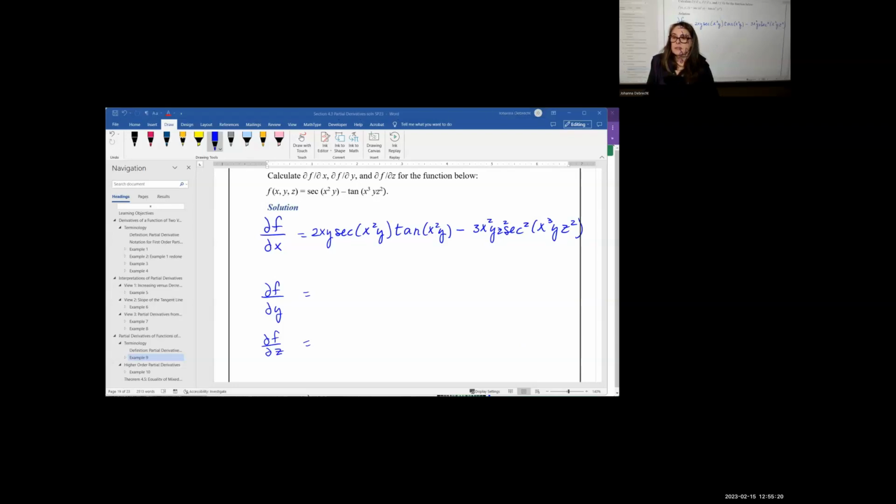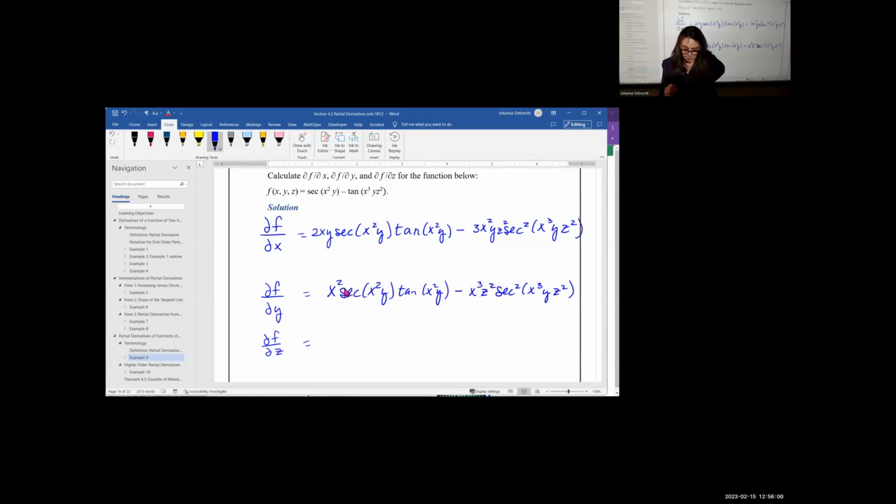It's going to be x squared, secant of x squared y, tangent of x squared y, minus secant squared x cubed yz squared, times x cubed z squared. Yep, excellent.